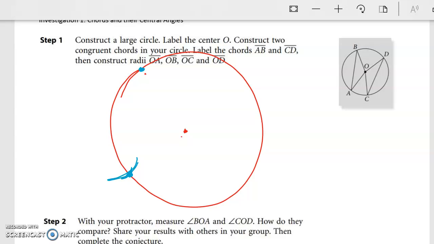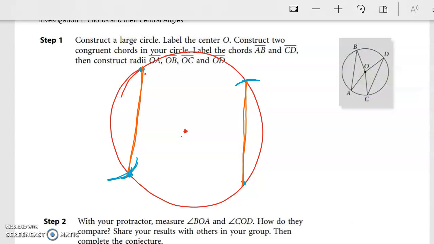Keep your compass at the same setting. Find another point on the circle and swoop your compass so that you get that second point. And then use your straight edge and connect the different points that you've created. So this is going to be a chord, and this is going to be a chord. And these chords are congruent because your compass was set at the same setting for both.